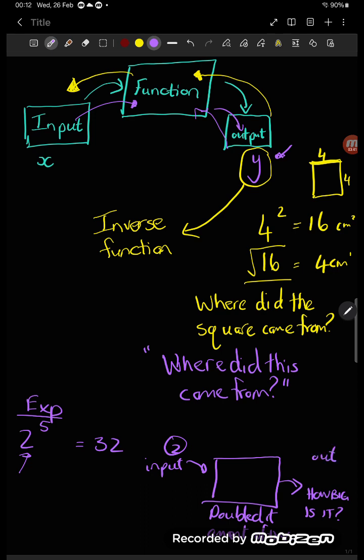Now obviously we can see that it doubled it 5 times if it is 32. So how big is it? 32. What did I put in? What did the function do? It doubled it an amount of times, and we can clearly see it doubled it 5 times. So 2 times 2 times 2 times 2 times 2. So this function grows the number. In other words, there's a growth rate.